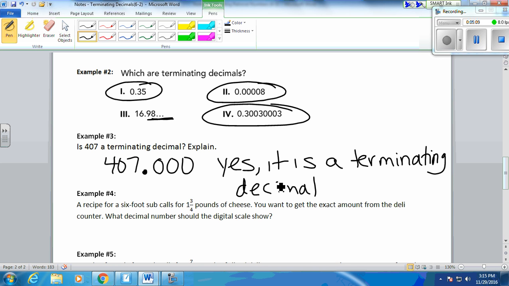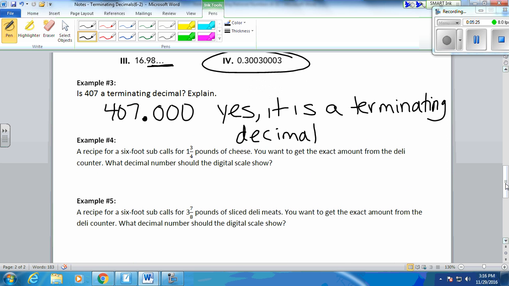Number 4, a recipe for a 6-foot sub calls for 1 3/4 pounds of cheese. You want to get the exact amount from the deli counter. What decimal number should the digital scale show? We should try to do this one without a calculator, but again, you probably know that 3/4 is equivalent to 1 75/100, so that's all the answer would be. We talked about this before, don't get too hasty and forget to put the whole number 1 there.